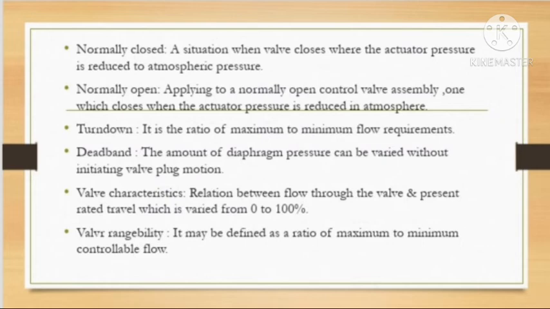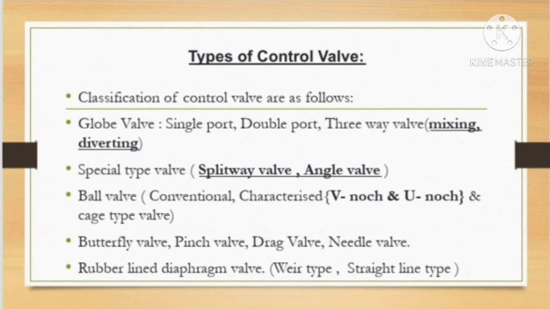Seventh one, dead band. The amount of diaphragm pressure can be varied without initiating valve plug motion is known as dead band. Valve characteristic. The relation between the flow through the valve and percent rated travel which is varied from 0 to 100% is known as valve characteristic. And after last one, valve rangeability, it may be defined as the ratio of maximum to minimum controllable flow is known as valve rangeability.